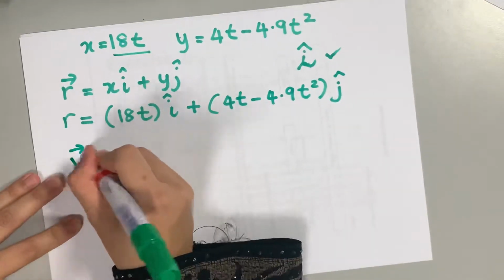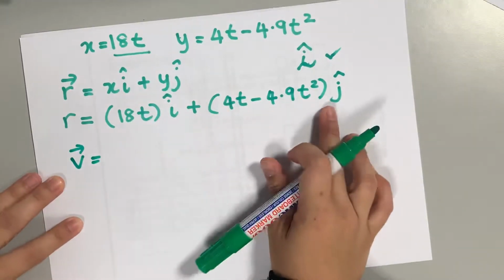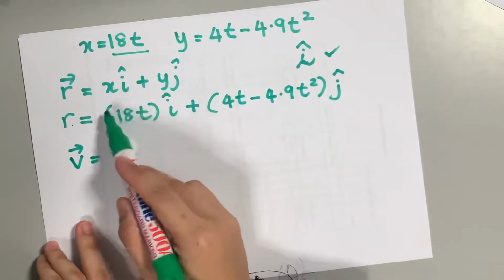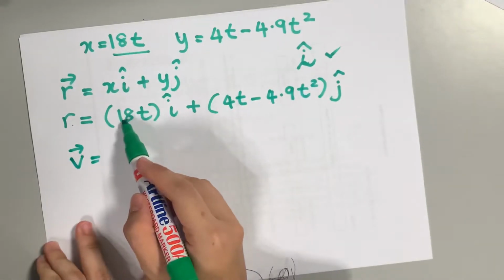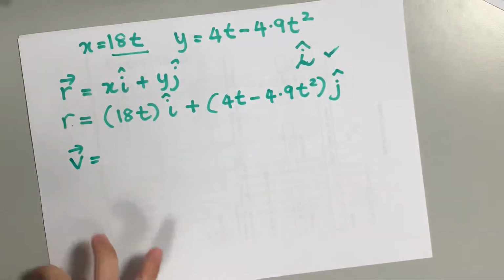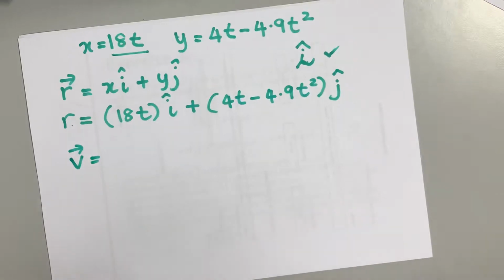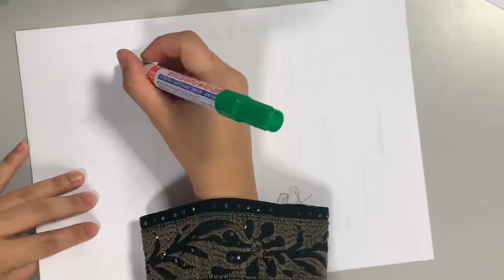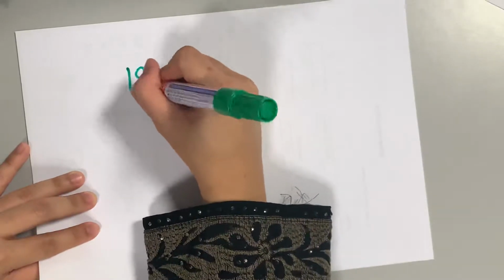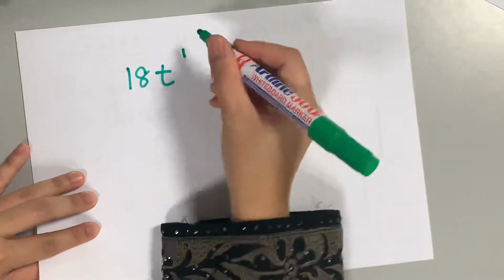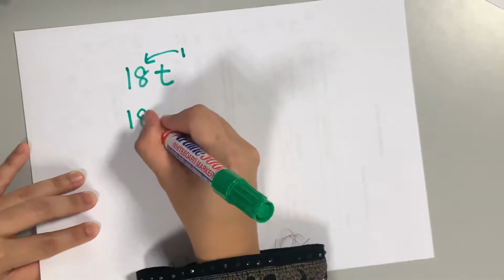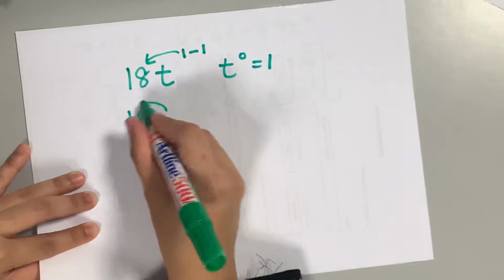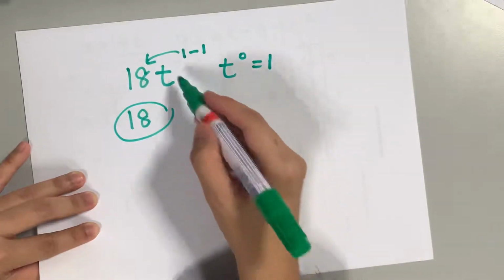Okay, v. How to find velocity from this expression? v, from position you have to differentiate, right? Some of you don't know how to differentiate. My previous student, not you. Sorry. How to differentiate is, for example, 18t to the power of 1, right? So 1 times 18 is 18, minus 1, t to the power of 0 is equal to 1, so 18. Okay, t is time.